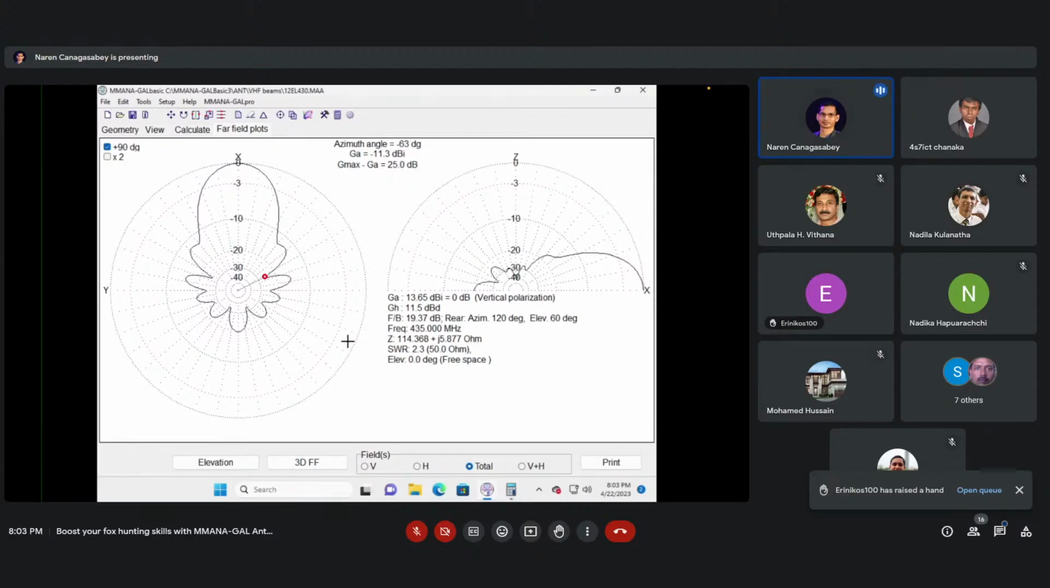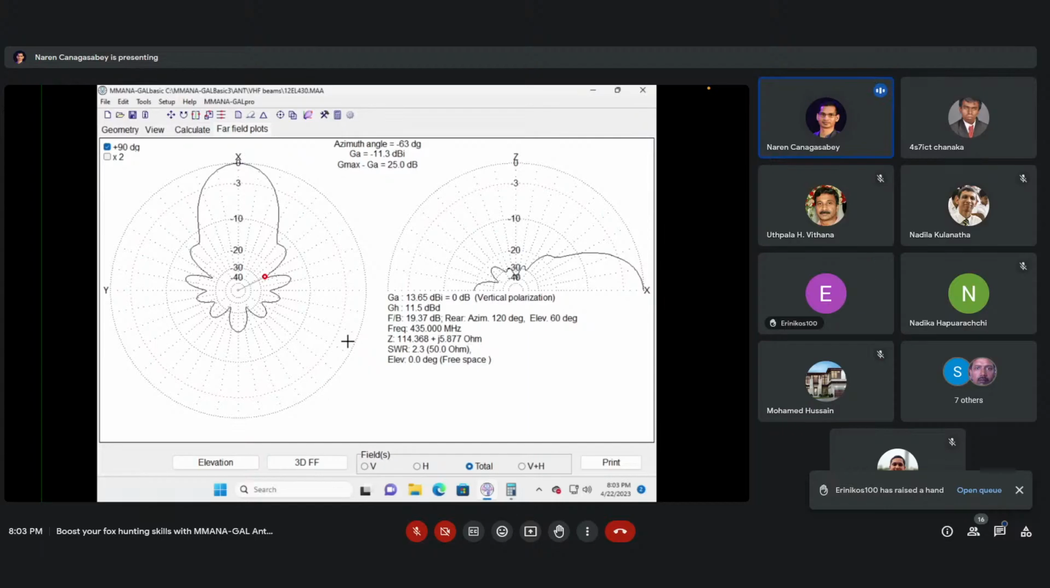For convenience's sake, I'd like to go with the Moxon since it's more compact. The 4-element, I would not go for, because one thing is it's more cumbersome. It's less portable, a bit cumbersome to carry around, and maybe a bit too much gain also, because like we had the discussion a few days back.